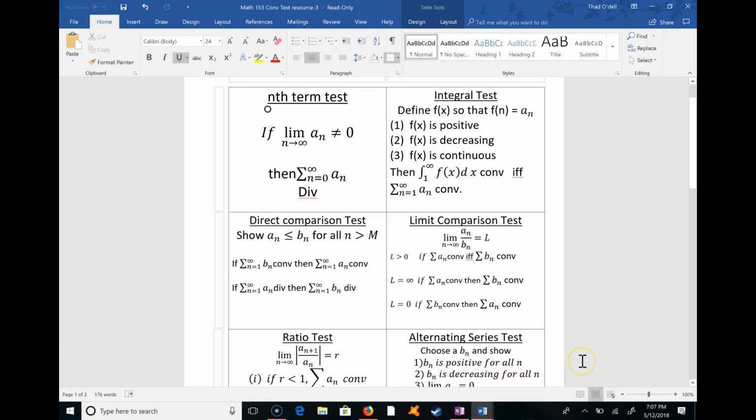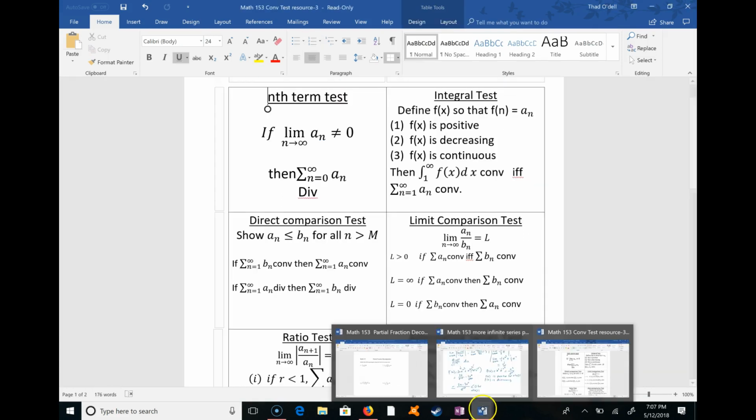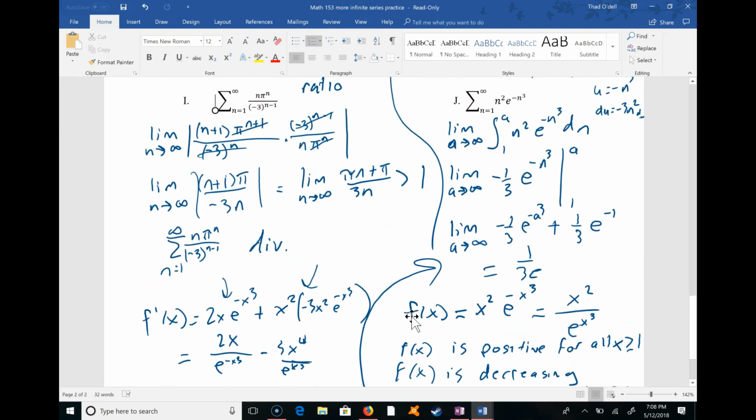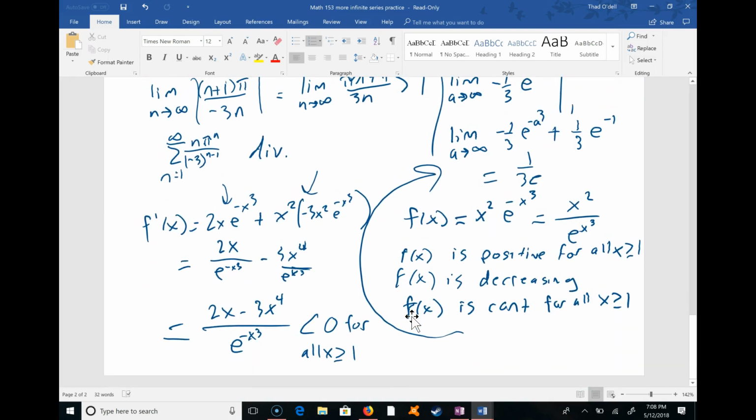Then finally we had to do this limit thing, if I remember right. Man, I'm forgetting this badly. Oh, show it's continuous, right. And f of x is continuous. There are no holes or asymptotes or anything for all x greater than or equal to 1. So once we did that, we'd say because the integral converges, therefore the series converges.